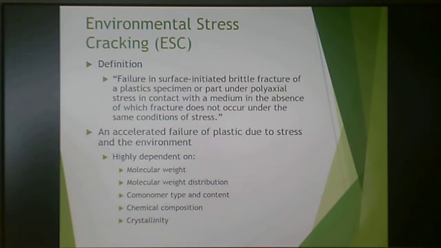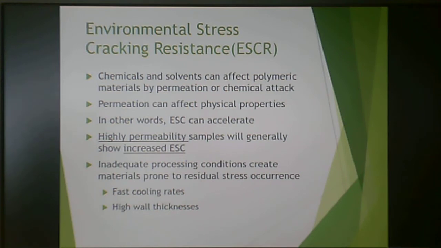This is highly dependent on a wide variety of things: molecular weight distribution, comonomer type and content, or the chemical composition, and then crystallinity. And these things also affect the permeability. So generally, environmental stress cracking can be affected by chemicals and solvents, but basically these chemicals and solvents permeate into the material and create chemical attack. So if you have something that's highly permeable, you tend to have accelerated environmental stress cracking. So very bluntly, highly permeable samples will generally show increased environmental stress cracking.